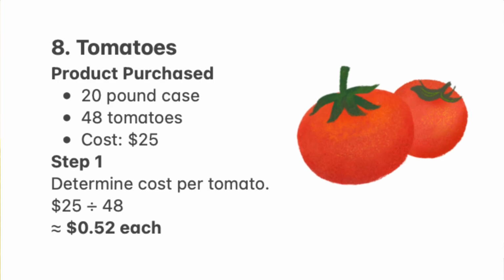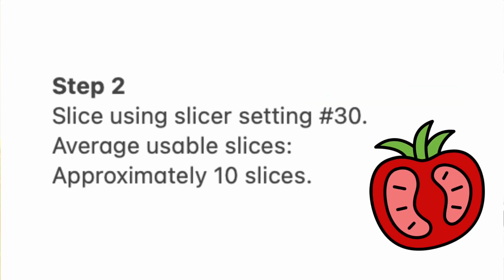I used about 30 on my slicer setting, and that usually gives me 10 usable slices. You can get a few more slices out of that tomato if you use a tomato core, right? You can find them just for a couple bucks at your supply store. Take out that core, and you're going to get a few extra slices out of that tomato.